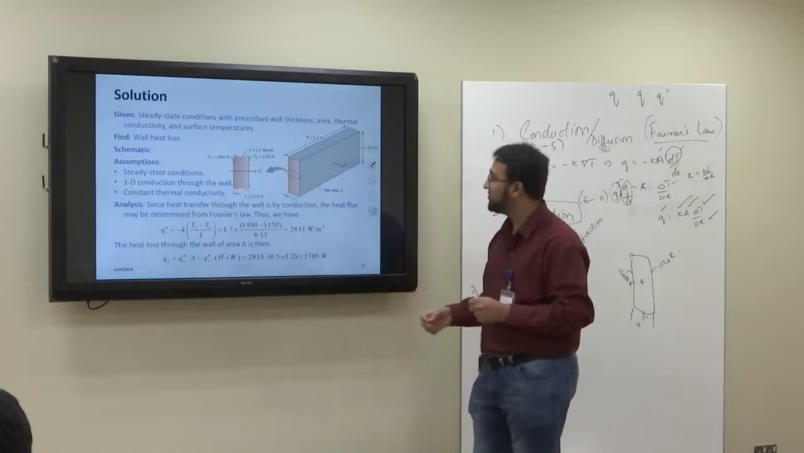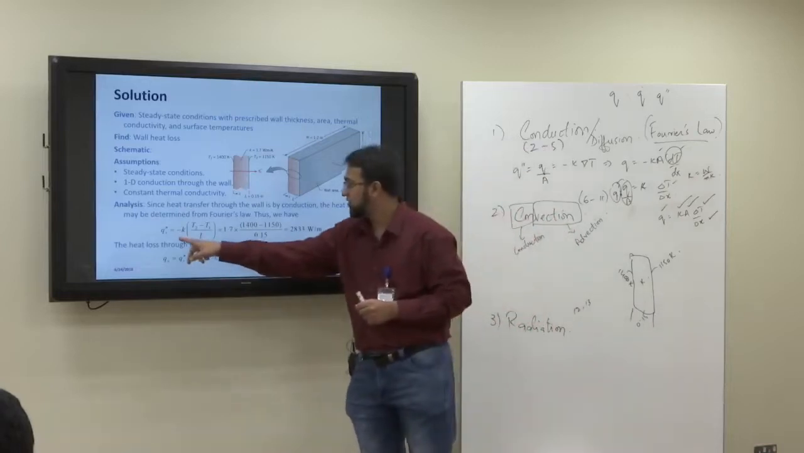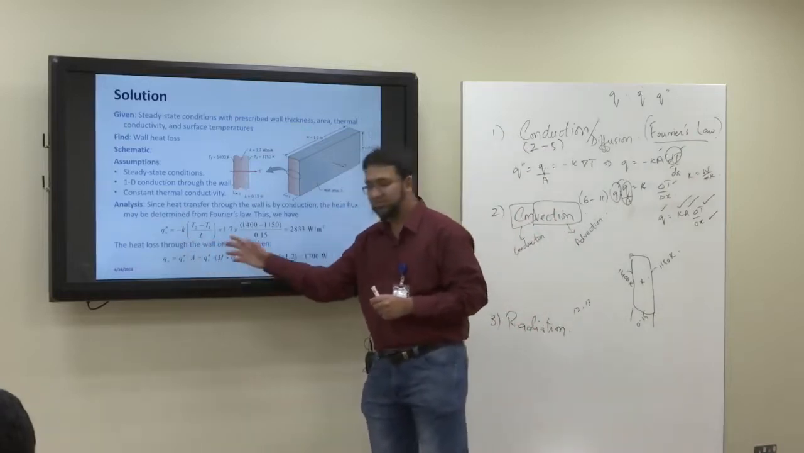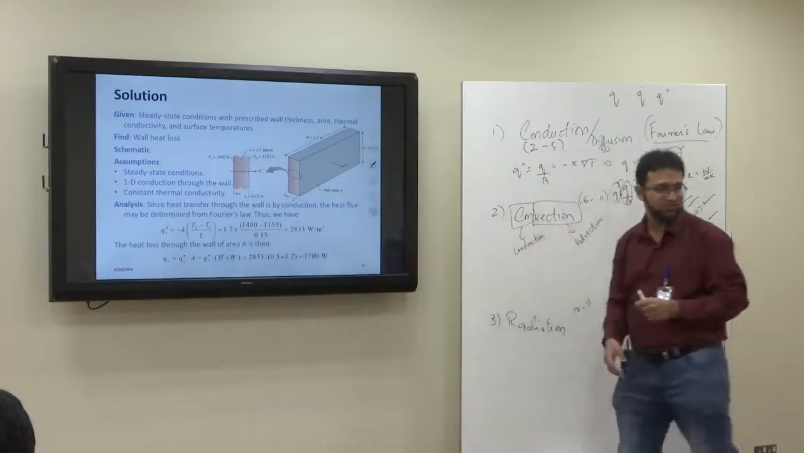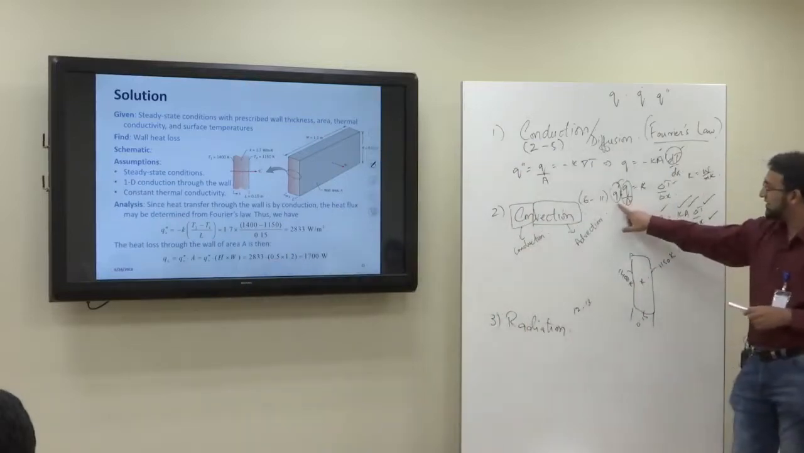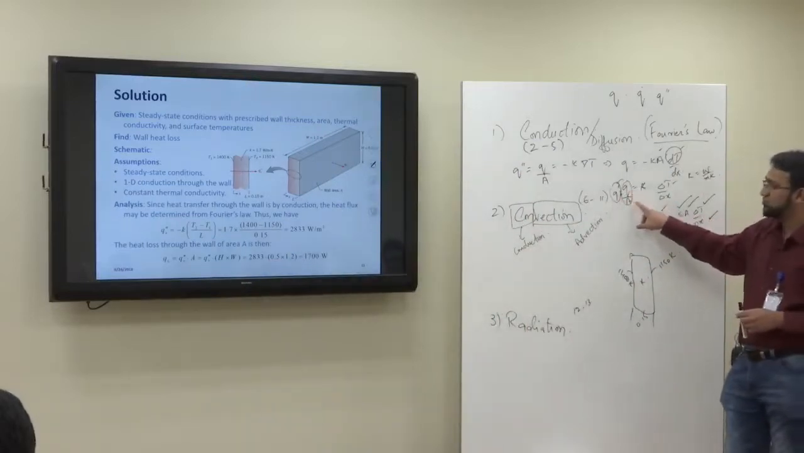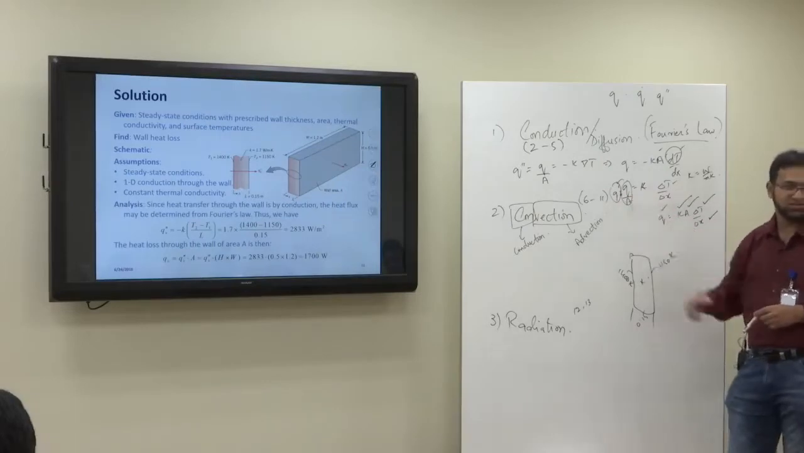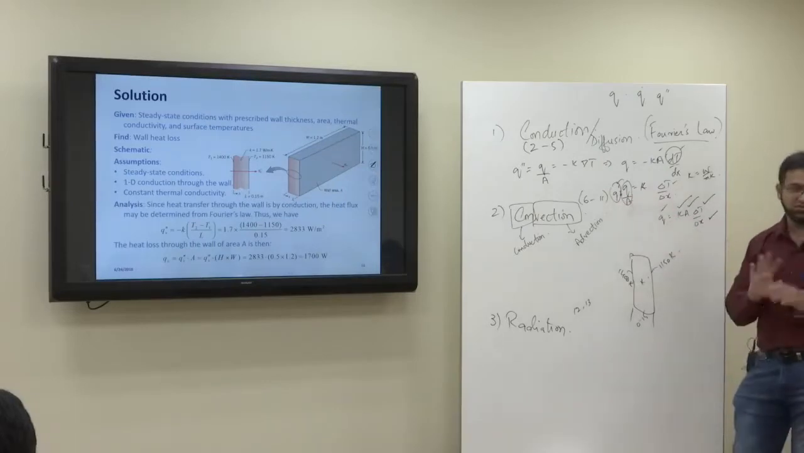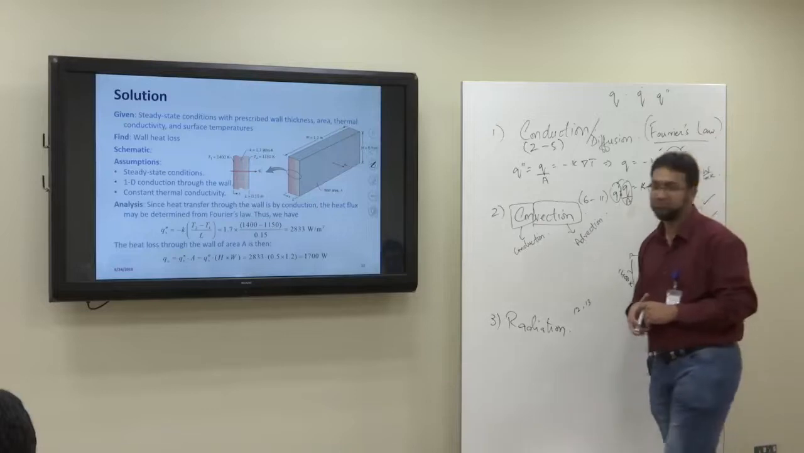So that's a solution. You see here, they solved it in 2 steps. They first find Q double dash, and then they said that Q double dash is equal to Q upon A, or Q is equal to Q double dash into A. You can solve it directly as well, no problem.